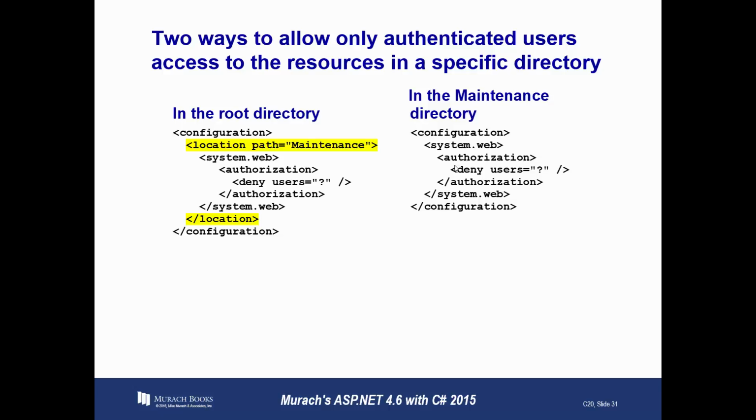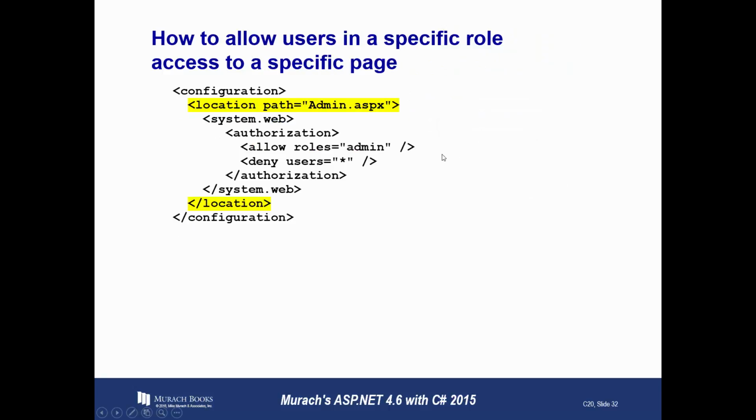If you want to add a new web.config, you display the Add New Item dialog box. You select the web configuration file template, and typically you'll just accept the default name. You'll want to call it web.config. But the point is you can have multiple web.config files.